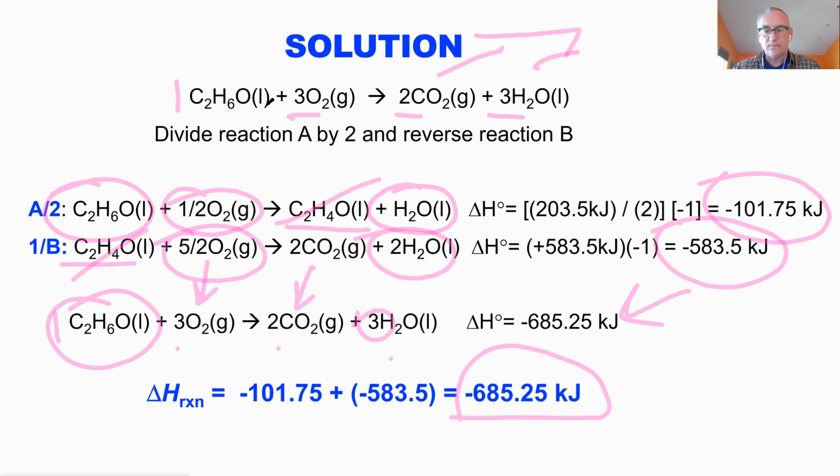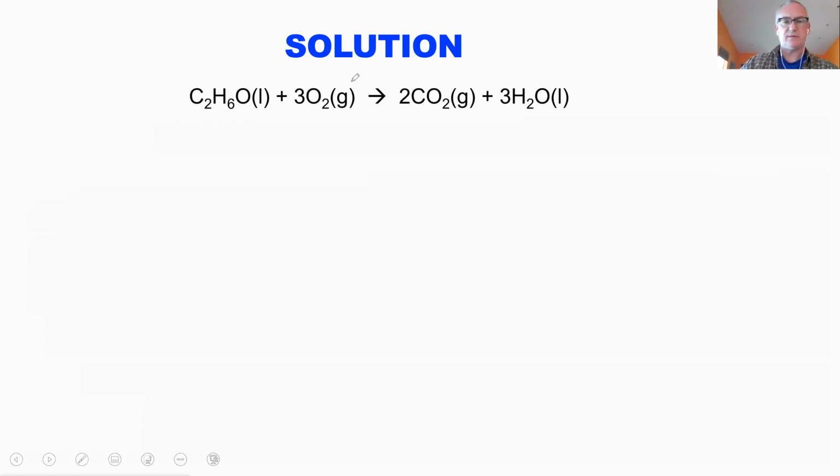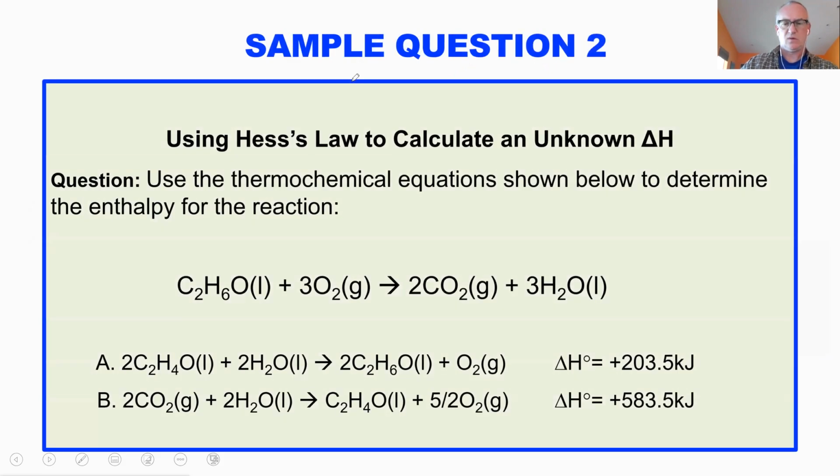Professor, how come we reverse the sign for the first equation? Oh, let me go back. So the first equation originally had ethanol as a product. So ethanol was a product in the first reaction. So we had to flip it so that ethanol was now a reactant. And there was 2 moles of it as a product, and I only want 1. So not only did I have to flip it, we also had to divide it by 2.